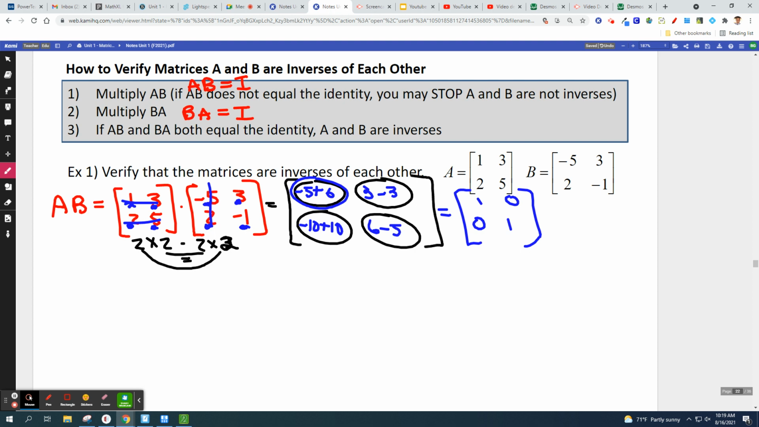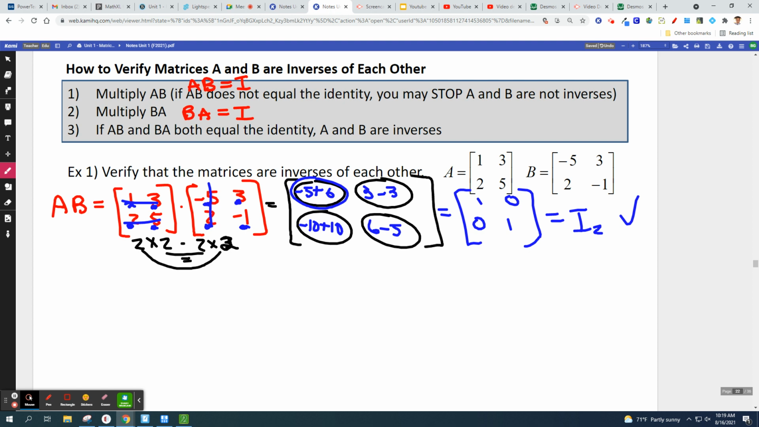That's 1. Now remember up above what we're looking for. We're looking for the identity, and you should remember the identity is 1s along the diagonal and 0s everywhere else. That's what we got. That's the identity. Specifically, that's I2, but that's good.